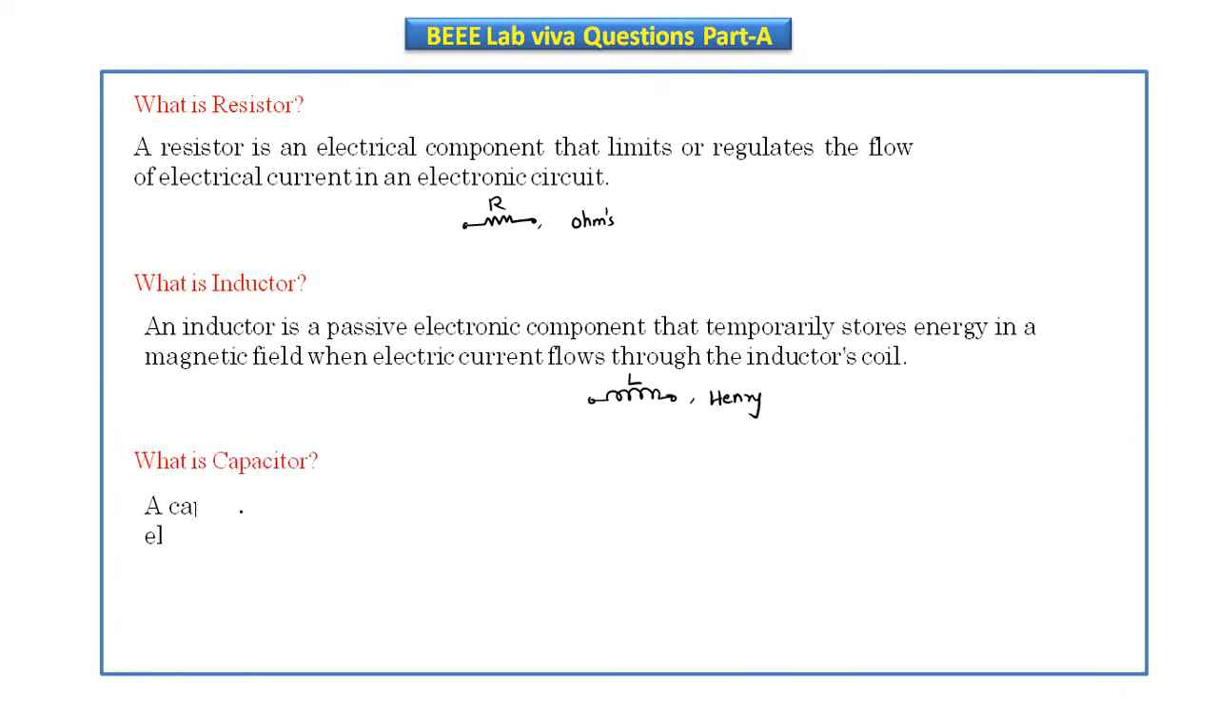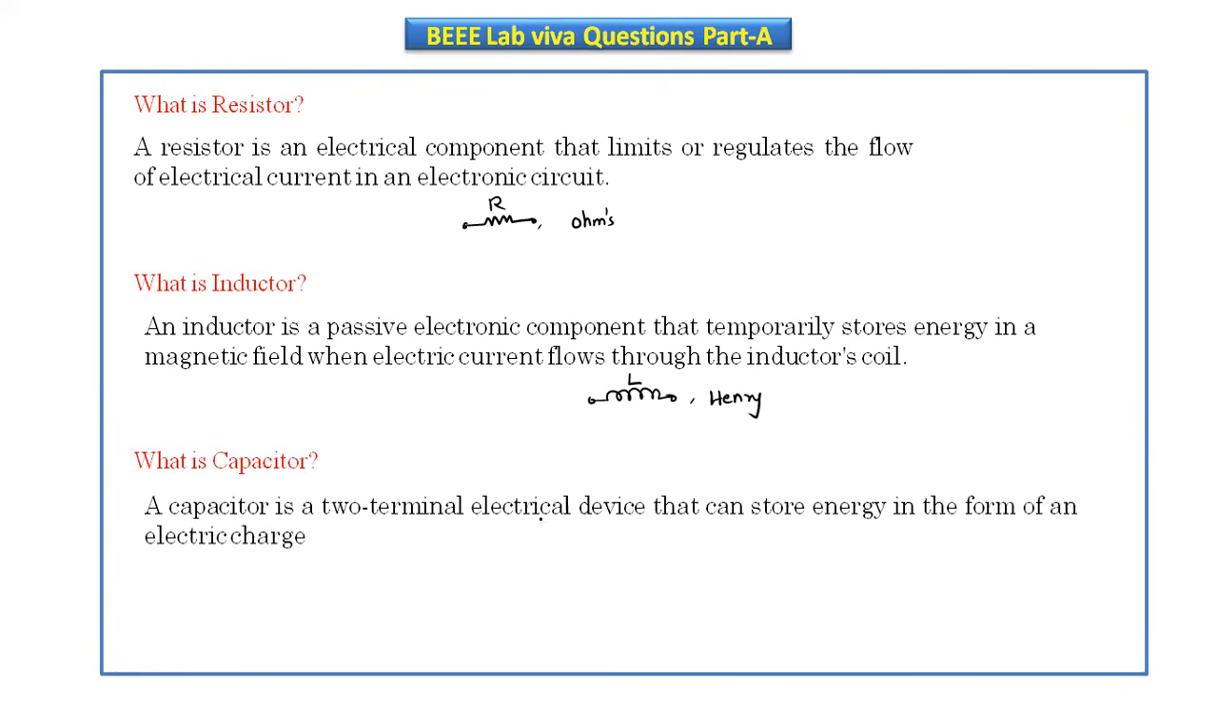Next one is, what is a capacitor? A capacitor is a two-terminal electrical device that can store energy in the form of electric charge. It stores energy in the form of electric charge. This is the capacitor symbol. It is denoted by the letter C, and the unit is farad. This is about the resistor, inductor, and capacitor. They will ask the basic definitions.